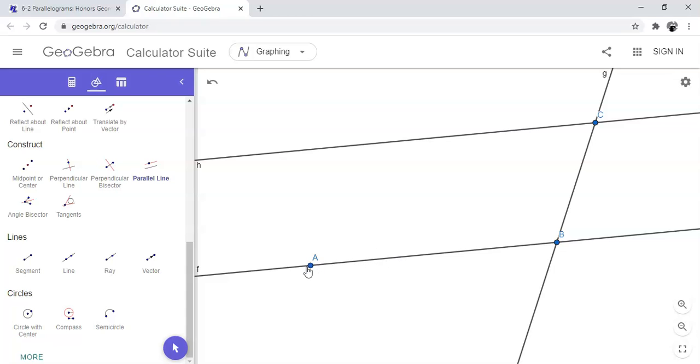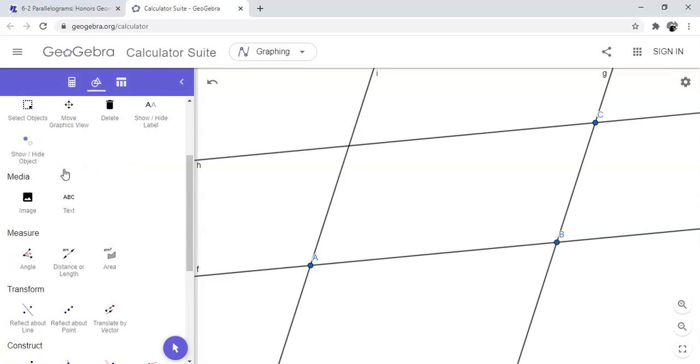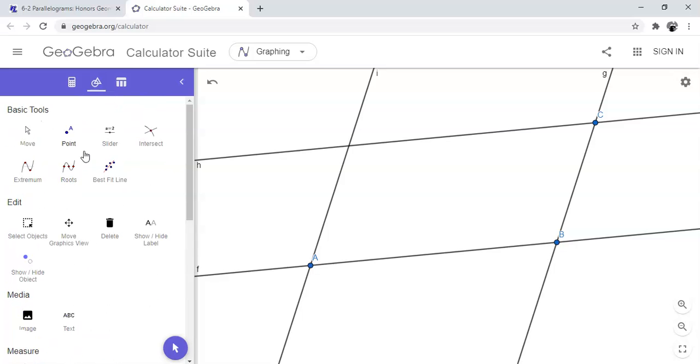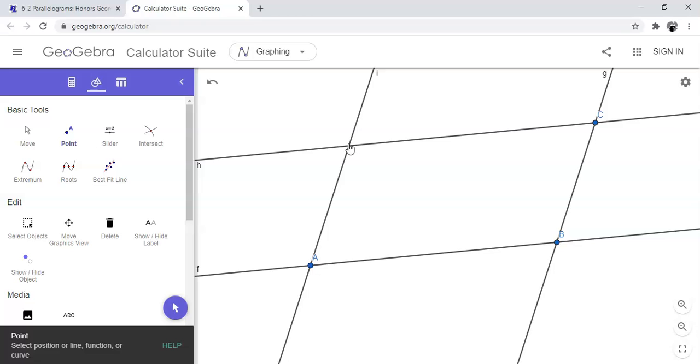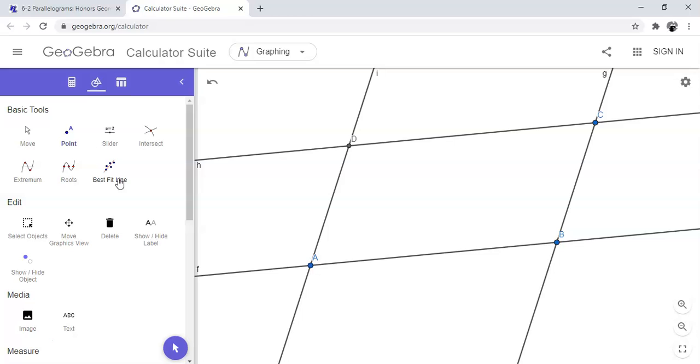and B. Next, we're going to do the same thing, but with A. So select the point A and the line CB. These two intersect at a point. We're going to put that point there and call it D.